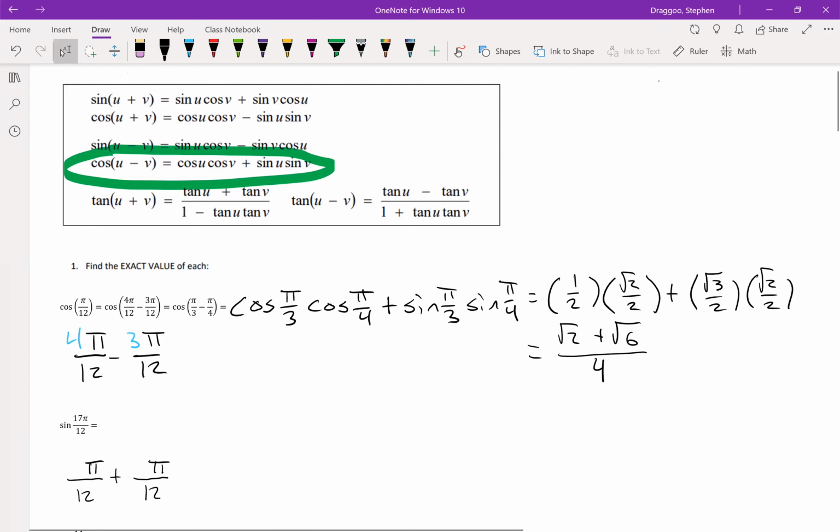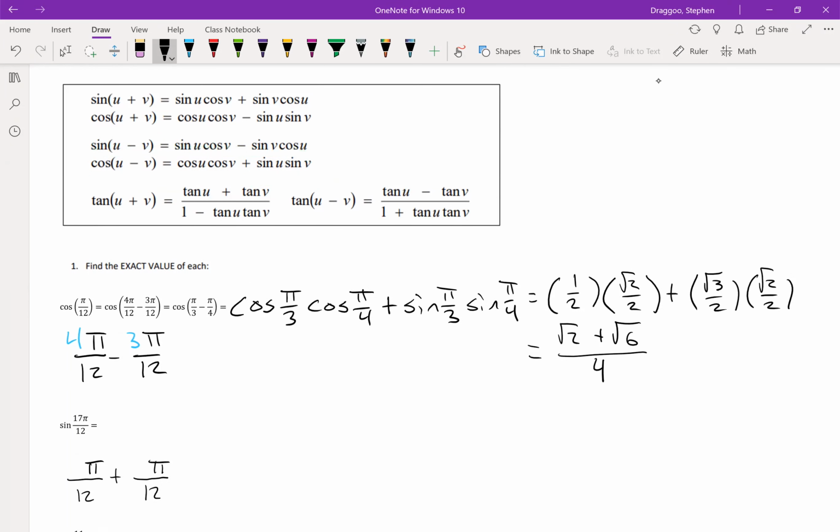So in the next part of the problem, we'll look to do the same thing. Taking the sine of 17 pi over 12 means I first want to rewrite 17 pi over 12 as the sum or difference of two other angles that simplify. There are lots of different combinations that we could use here. I just need two numbers that add to get to 17 or subtract to get to 17, each of which has a common factor with 12.